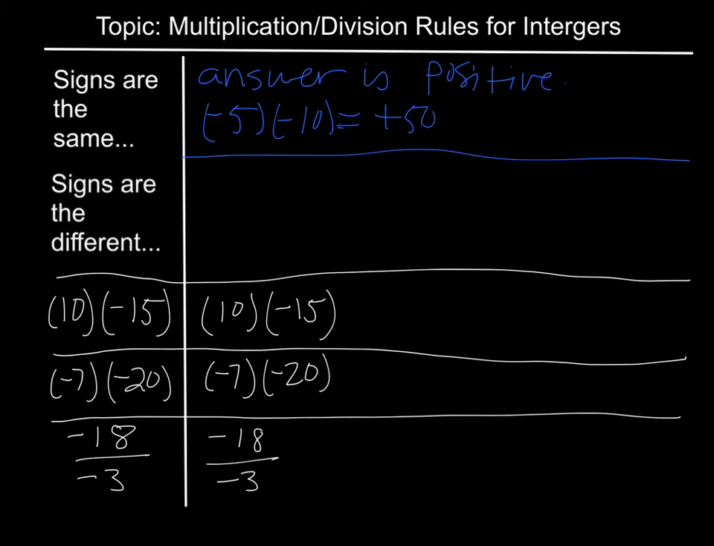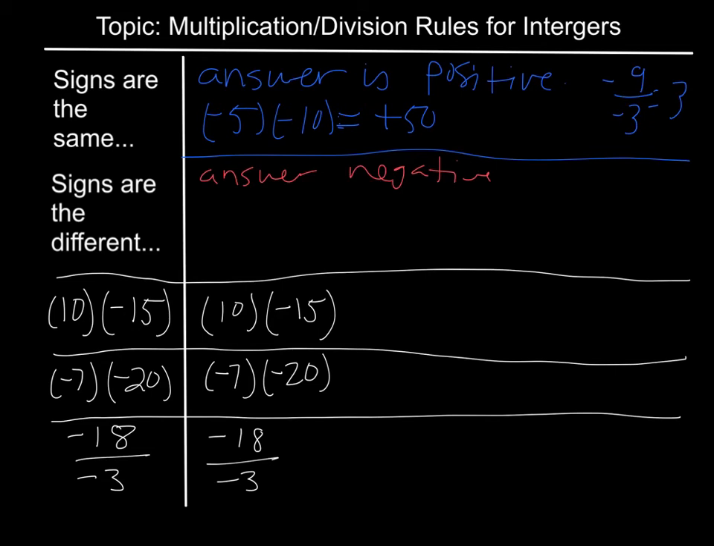I'll do a division problem here. Negative 9 divided by negative 3. These two signs are the same, which means my answer is going to be positive, which makes it equal to 3. Okay, so that's one of my rules. Signs are the same, the answer is positive. If the signs are different, then the answer is shockingly negative. Okay, the answer is negative.